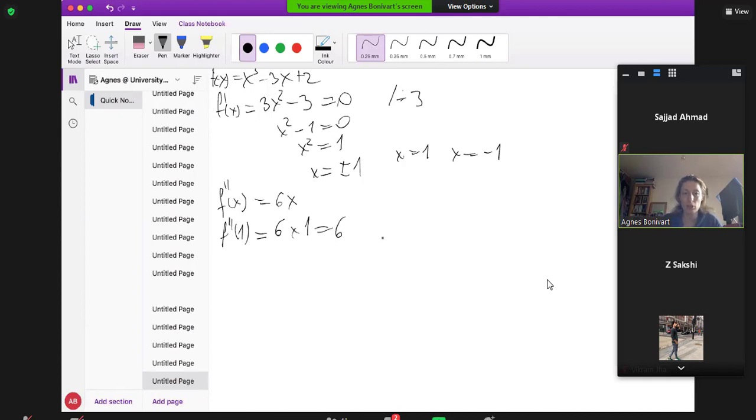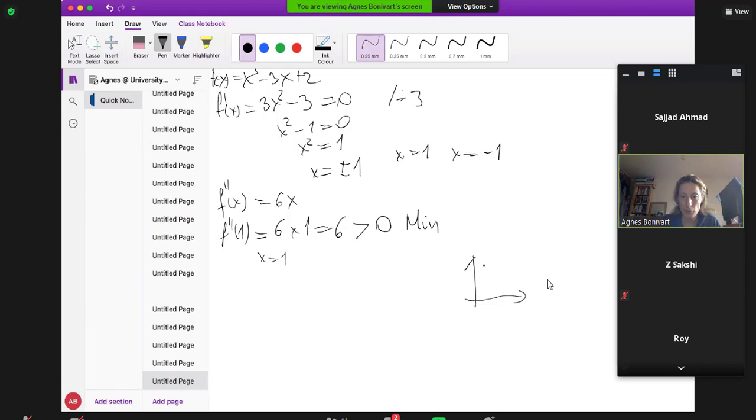What can we conclude? That 6, what is interesting is not that it is 6 or 5 or 10. What is interesting is that it is positive. If it's positive, then the function has a minimum. The function has a minimum at x equals 1. Okay, what is the point then? What are the coordinates of the point?